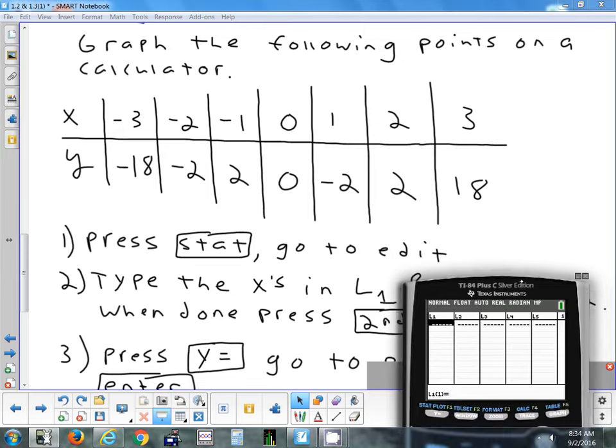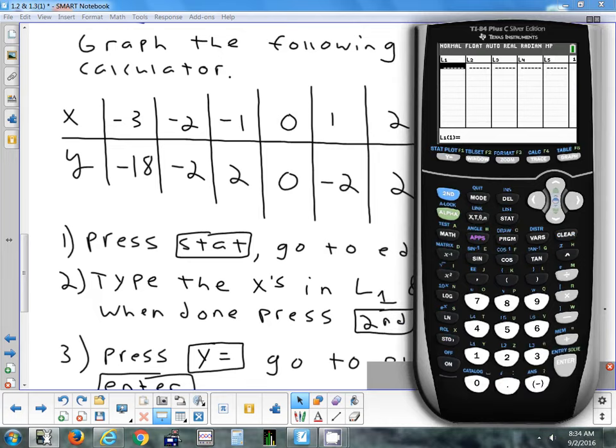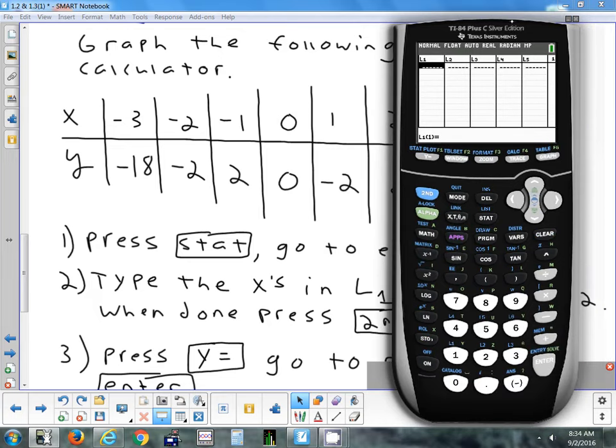All right, so my x's go from negative 3 to positive 3, just going up by 1. So just negative 3, enter, negative 2, negative 1, 0, 1, 2, 3. Anybody have a problem getting to that screen or typing those in?